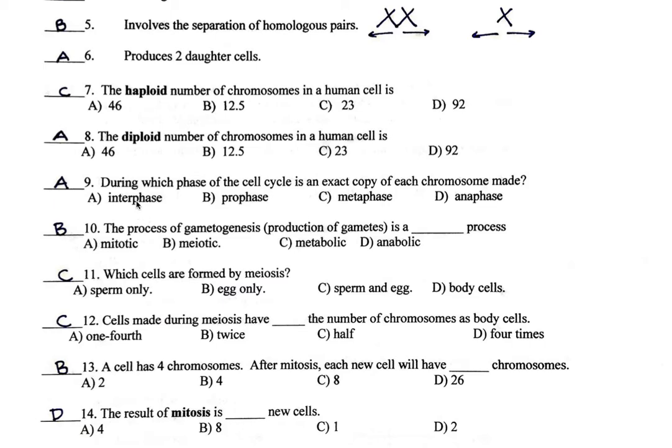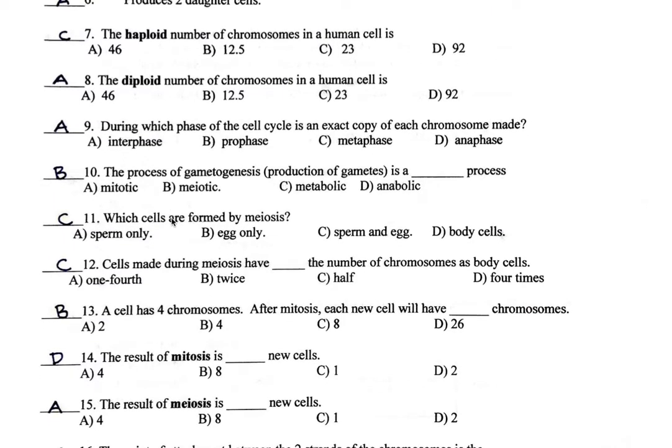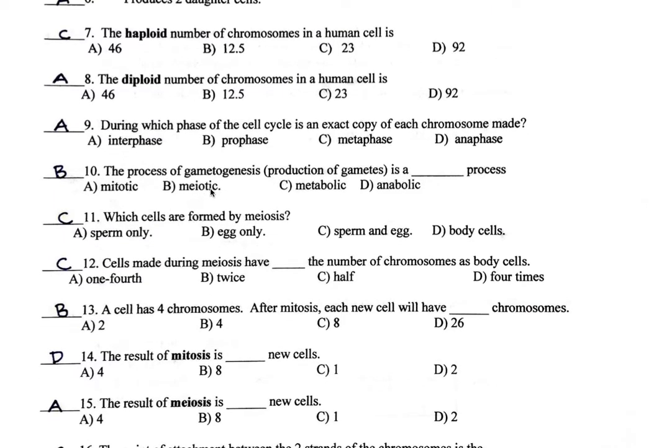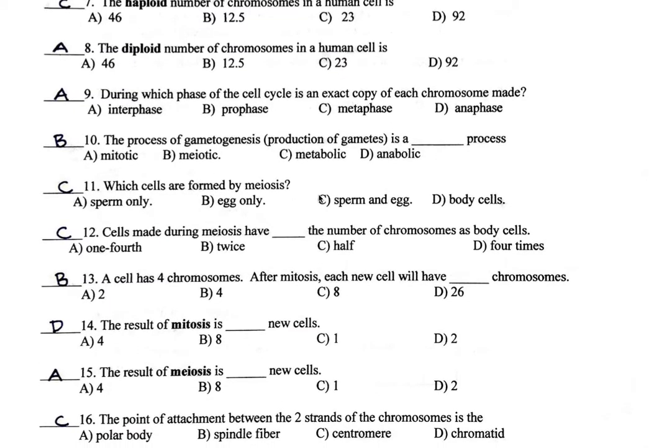Nine. During which phase of the cell cycle is an exact copy of each chromosome made? That's interphase. Remember, interphase is preparation for either mitosis or meiosis. That's when you have one chromosome and a copy of it is made, and that becomes the sister chromatid. So that's always in interphase. The process of gametogenesis, the production of gametes, that's a meiotic process. Gametes are made in meiosis. Which cells are formed by meiosis? We already went through this, sperm and eggs, which is nice.